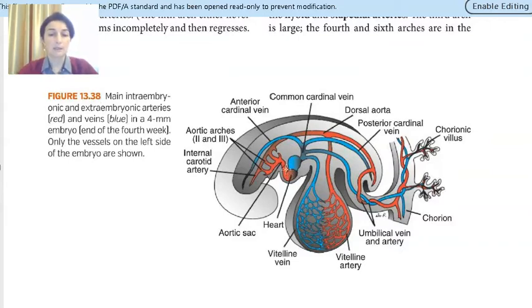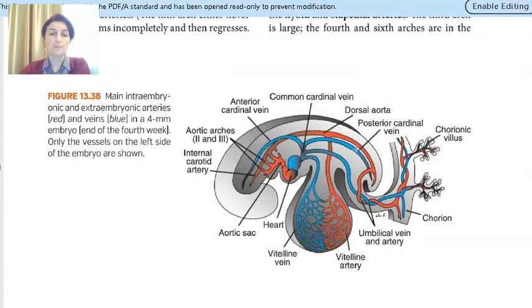Initially from the heart arises the aortic sac. The aortic sac subdivides into the aortic arches, and they reside within the pharyngeal arches. So, as we know, 6 pharyngeal arches develop in the embryo, and inside each of them there is also an aortic arch. This aortic arch then joins the dorsal aorta, left and right side.